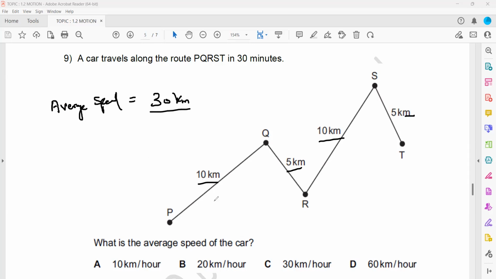And how much time? Because all the options are given in kilometers per hour, we have to convert the 30 minutes into hours. So it should be 0.5. So 30 divided by 0.5 is equal to 60 kilometers per hour.